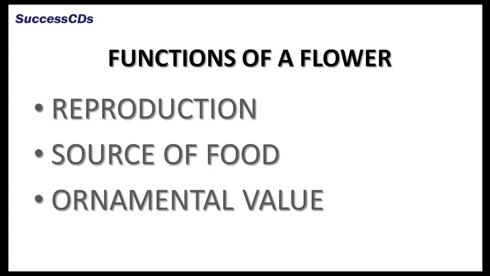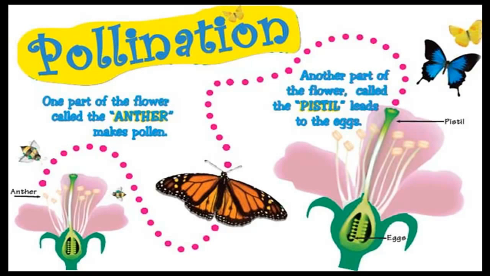Flowers of many plants are used as food too. The nectar is a food for the insects. And for every other occasion, we use flowers for their ornamental value, isn't it? The flower develops into a fruit only when the pollen grains from the anther get transferred to the stigma of the pistil. One of the agents of pollination is a butterfly.